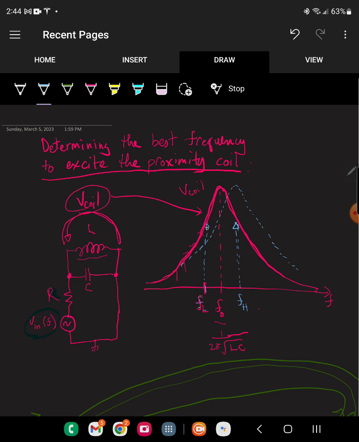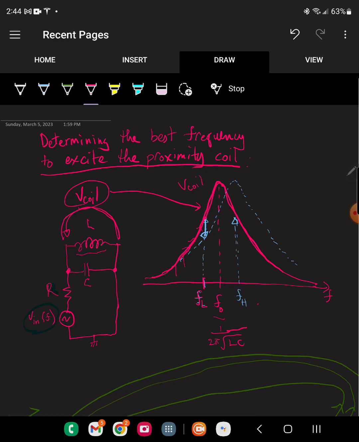And then what's happening is now, if I excite the coil at F of L, below the self-resonant frequency, you can see now the voltage drops, okay? The voltage drops from here down. Now, if I instead excite the coil using the function generator at F of H, which is a frequency above the self-resonant frequency, then as the metal object enters the coil, you can now see the voltage increases.